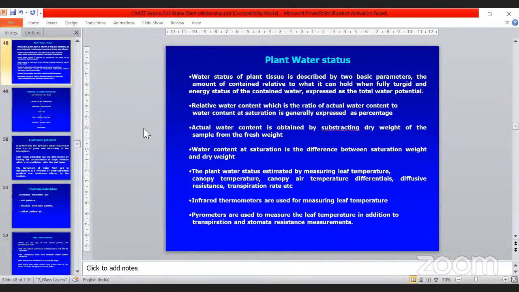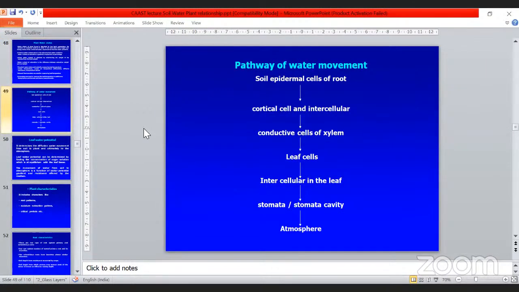That's why infrared thermometers are used for measuring the leaf temperature. Parameters are used to measure the leaf temperature in addition to the transpiration and stomatal resistance measurement. These are the different instruments we are using for calculating the different water stress levels. So this is what it has.